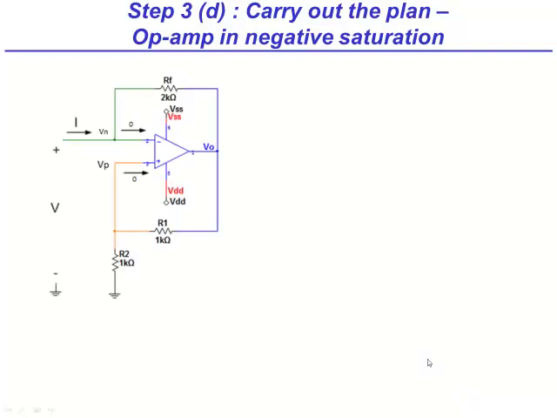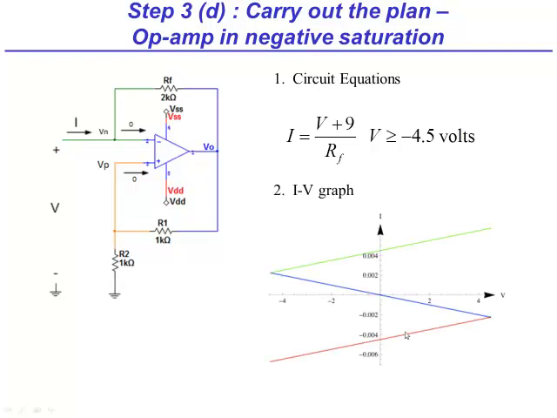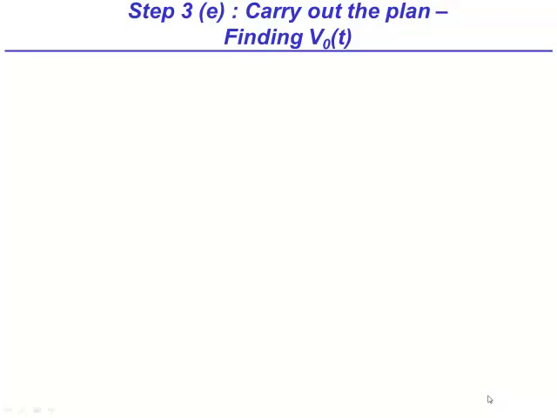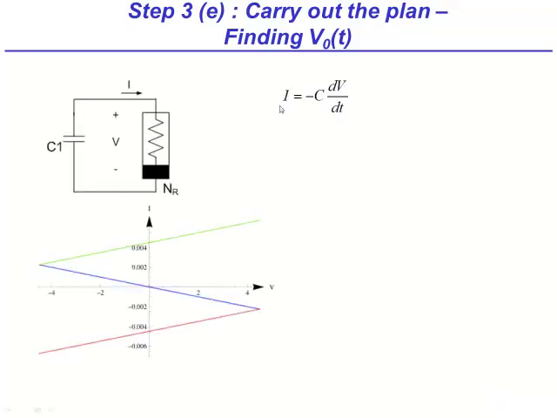Negative saturation works the same way as positive saturation. Notice how the current is positive when the op-amp is in negative saturation. Also notice how the completed op-amp IV is not a straight line, rather the function is piecewise linear and overall nonlinear. Now that we have our static IV for our nonlinear resistor, we will impose the dynamic constraint from the capacitor, I equals negative C dV dt.